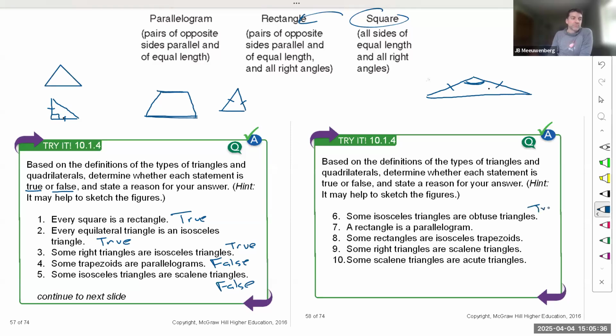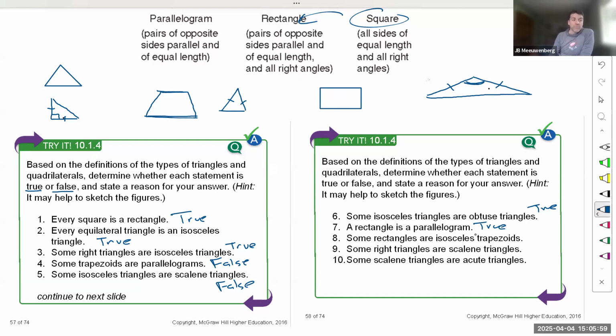So that is true. Number 7, a rectangle is a parallelogram. A rectangle looks like this. All opposite sides are parallel. That's the definition of a parallelogram. Opposite sides are parallel. So that is true. Every rectangle is also a parallelogram.